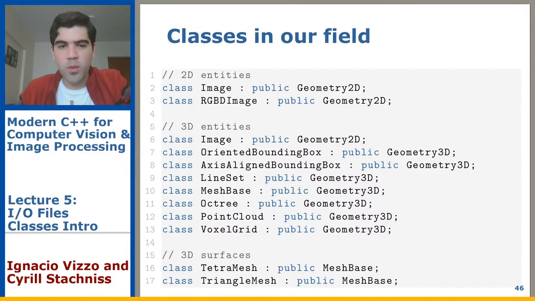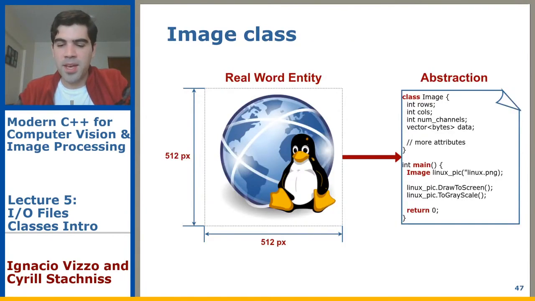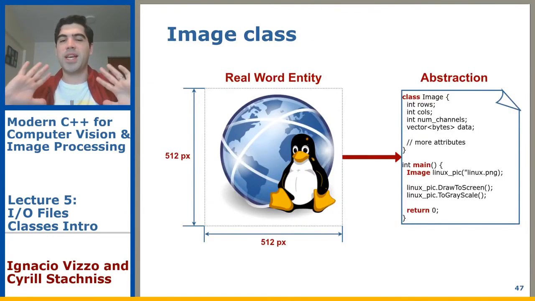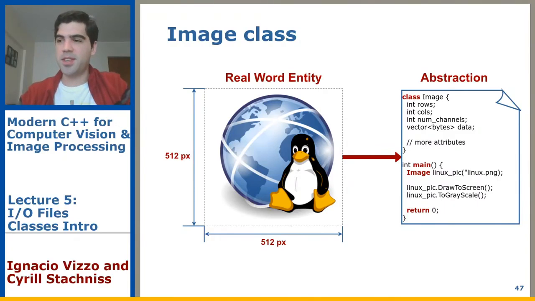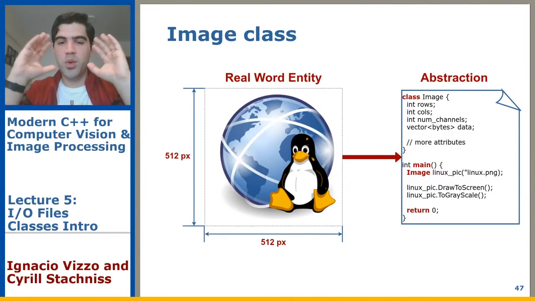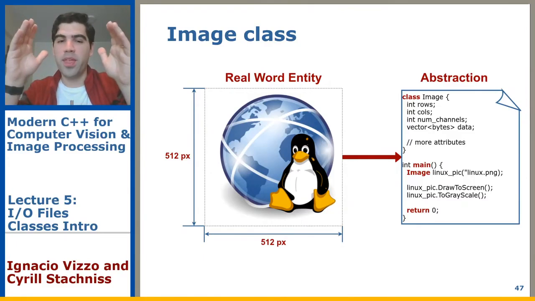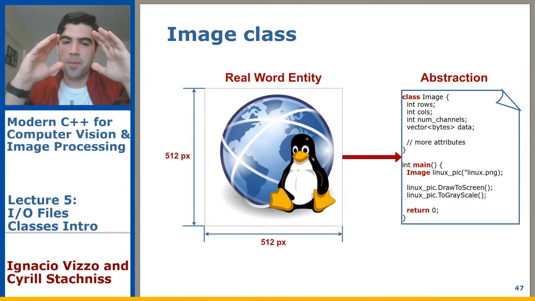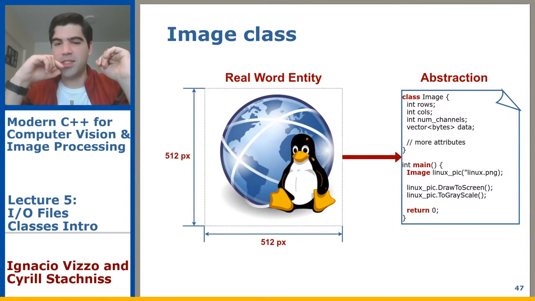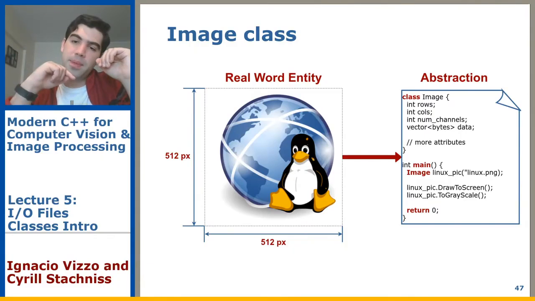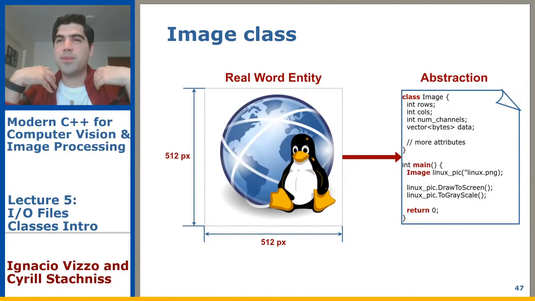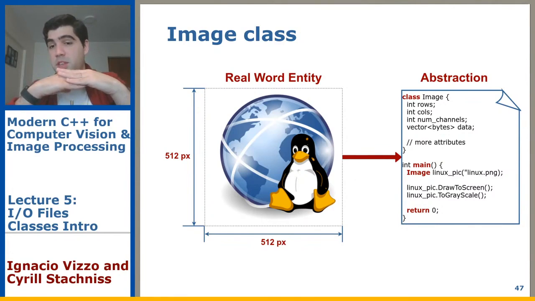So you also know that people in our field do use this, and it's really important. And to finish the lecture, as a small example, this is the abstraction mechanism you should keep in mind when you think about classes. So we have the real world entity that is going to be an image. In this case, it's an image that has 512 columns and 512 rows. The idea is you want to create an abstraction that represents closely the real world entity, this image.